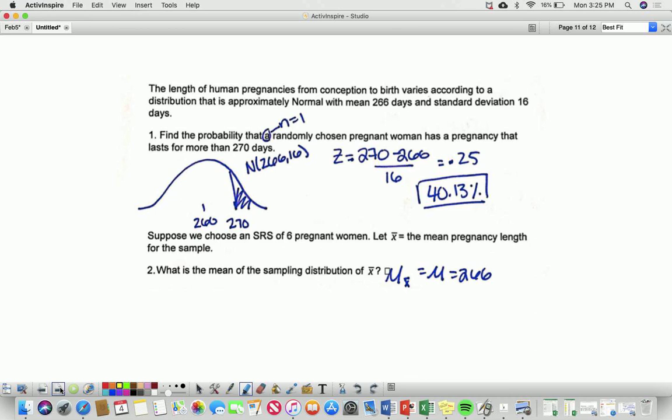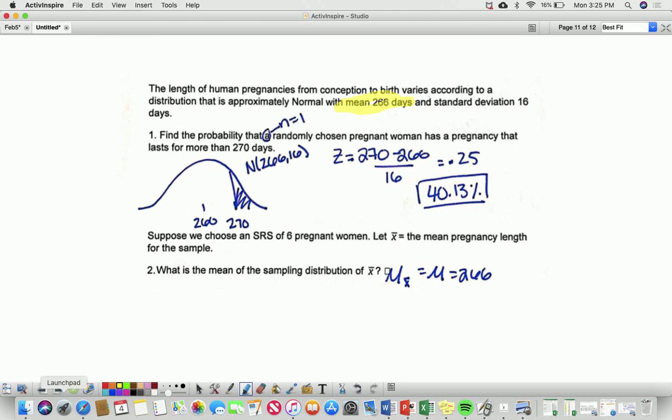Now it changes. Suppose we choose a simple random sample of 6 pregnant women. Number 1 was only the 1. So let the sample mean be the mean pregnancy length for the sample. The mean of the distribution is just 266. It's the same as right here. Boom. There it is.